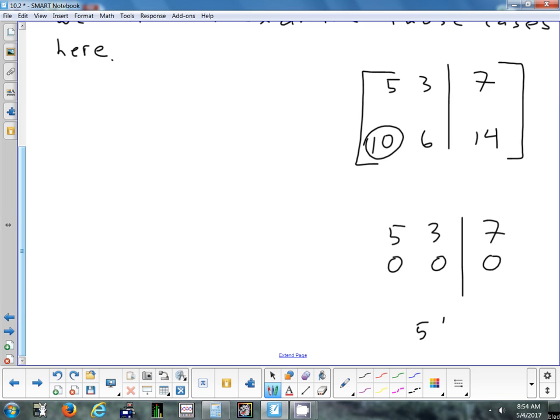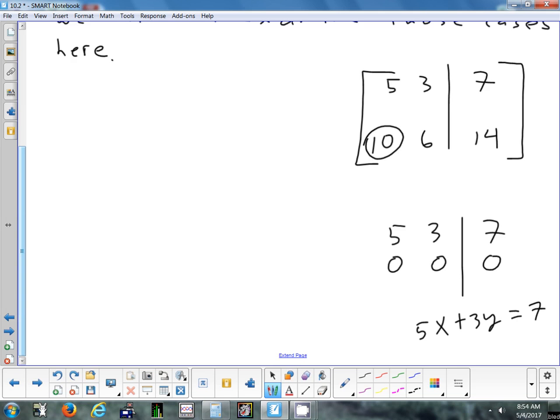So this is basically saying 5x plus 3y equals 7. And how many solutions are there to that? Well, one solution would be if you let x be 0 and let y be 7/3. That would be one. Or you could let y be 0 and let x be 7/5. There's another one. There's only 2 I can do easily in my head.